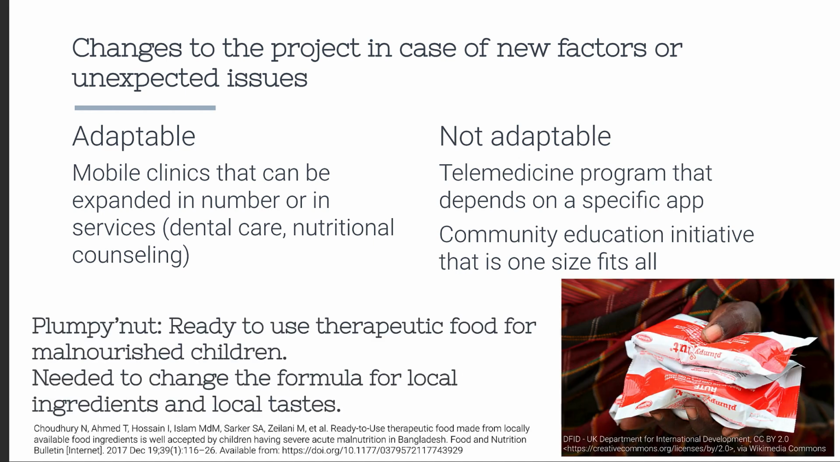Plumpy'nut is a ready-to-use therapeutic food for malnourished children. It was produced by a company in France. It's made of peanuts, which are popular and easy to find in Africa, so it was very effective there. However, when Plumpy'nut wanted to expand to Bangladesh and India, they needed to change the formula for local ingredients and local tastes. Peanuts were not available, and also people didn't know them and didn't like them. They needed to find a food that was suitable for the children in these other countries. Once they did, Plumpy'nut could continue to be successful in Bangladesh and India.